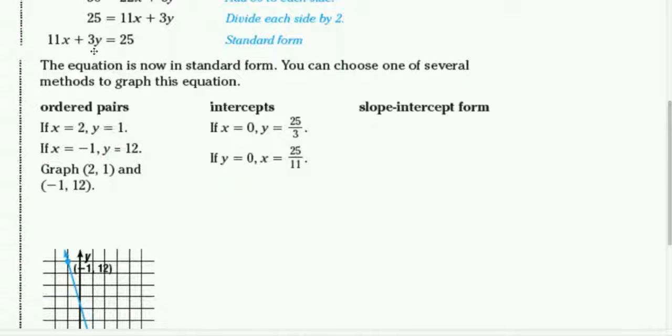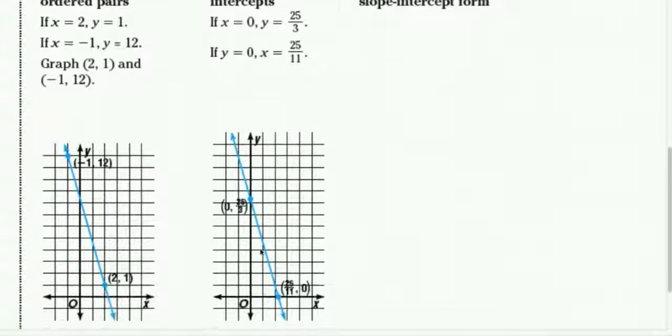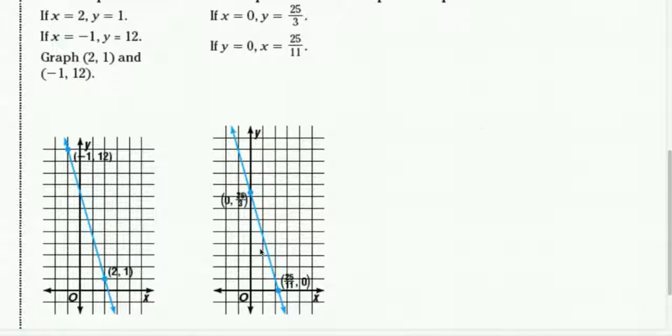So if y is equal to 0, this is 11x plus 3 times 0 equals 25, and solve for x, x equals 25 over 11. And then graph your intercepts, and there you have it. We have the same line.